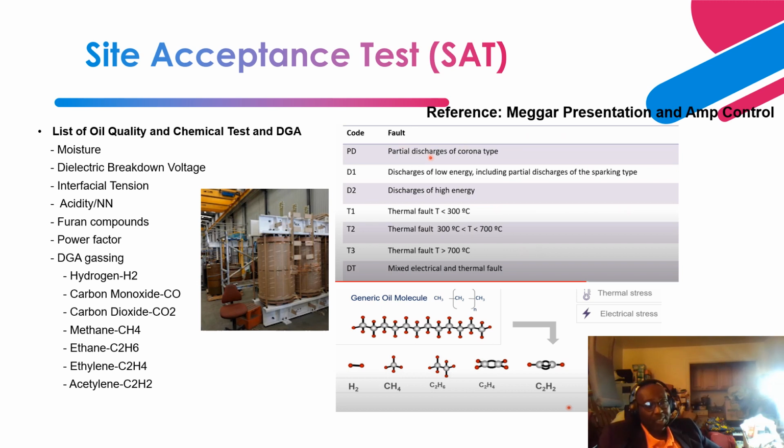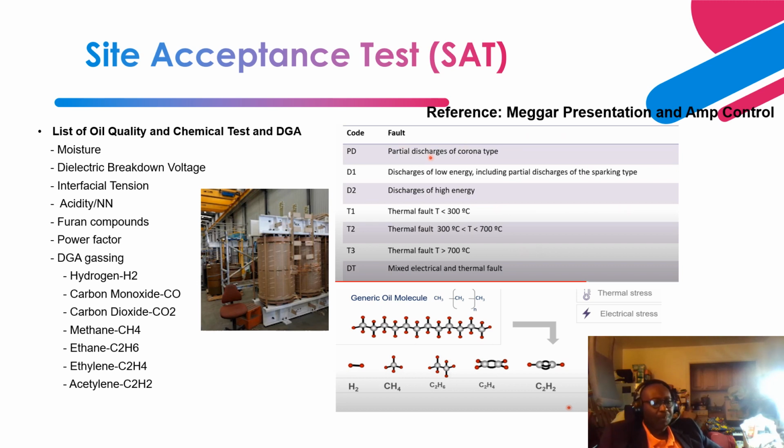Next is power factor testing, and that tells you the level of contamination that is in the transformer for the oil and the paper insulation. Next is the DGA gassing. You have hydrogen. Hydrogen manifests itself based on a partial discharge activity in the paper insulation, right? So if you have paper insulation that wasn't dried properly, right? The water content was very high, and voids were formed in the paper insulation. Then it's going to lead to a PD activity, tracking activity that is going to create hydrogen.